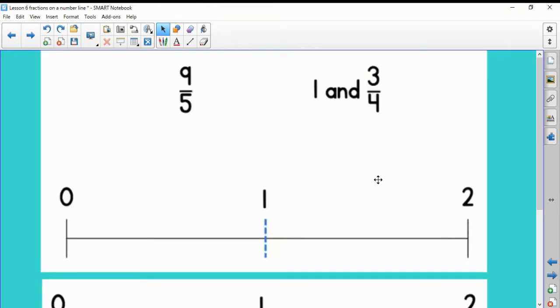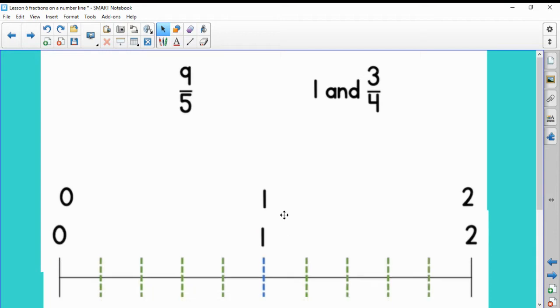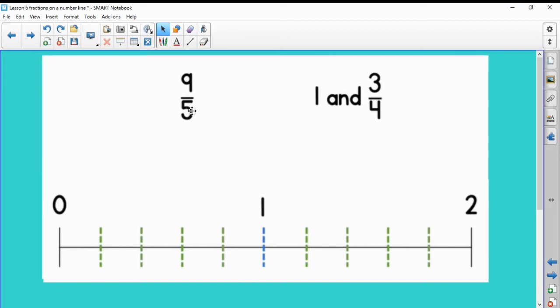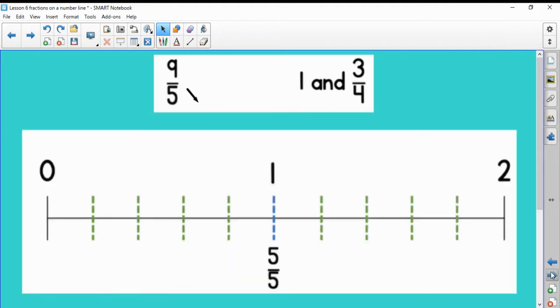Now, the number line goes up to 2. The halfway mark is 1 whole. So now, if I split my number line from here to 1 into fifths, I split 1 to 2 into fifths, I can now find 9/5. 1/5, 2/5, 3/5, 4/5, 5/5, 6/5, 7/5, 8/5, 9/5. And there we have 9/5.